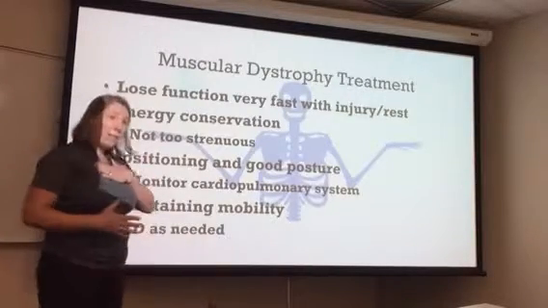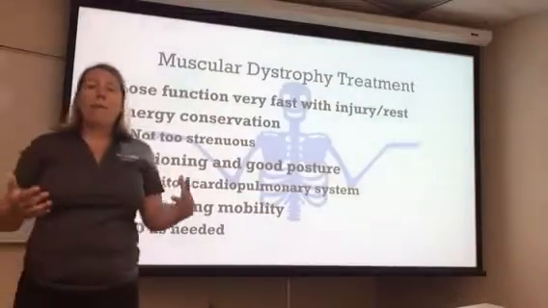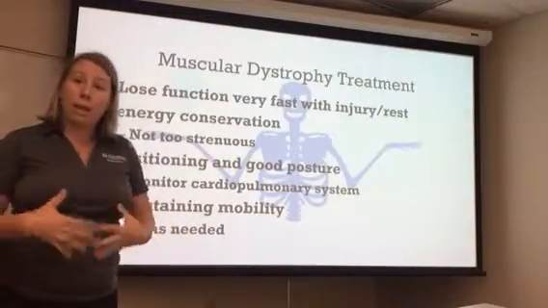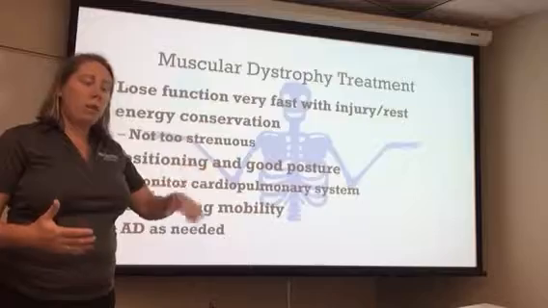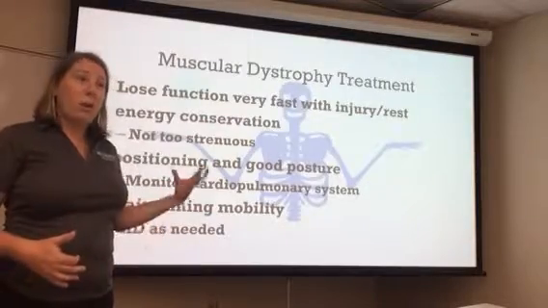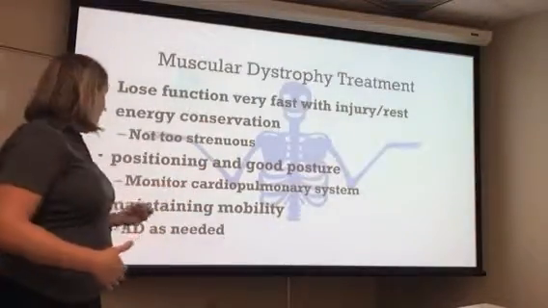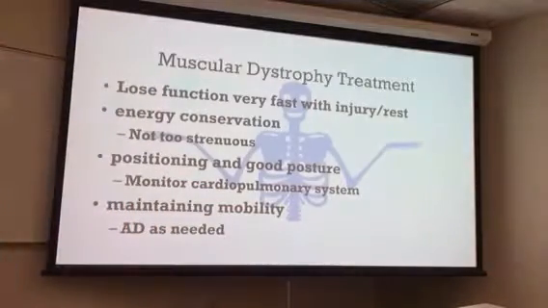Their cardiopulmonary system is going to lose function. Our diaphragm and our abdominal muscles are what helps us breathe. So as those lose function and that core stability reduces, we're going to have cardiopulmonary issues. Assistive devices as needed.